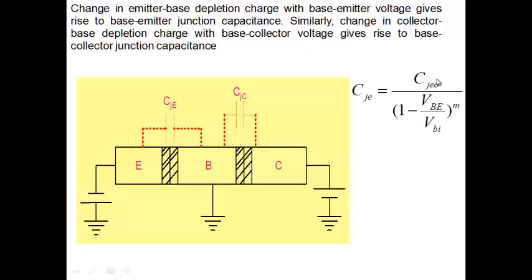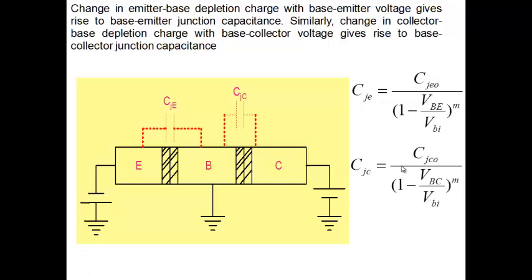Once you're given these three parameters, 1, 2, and 3, then depending on your base emitter bias, you can calculate what is CJE. And remember, we are talking about forward active mode. So the base emitter junction is forward biased. And the base emitter voltage, we know that it varies, but most of the time we'll take it as 0.7. So once you know VBI, then you can put 0.7 here and calculate what is CJE.